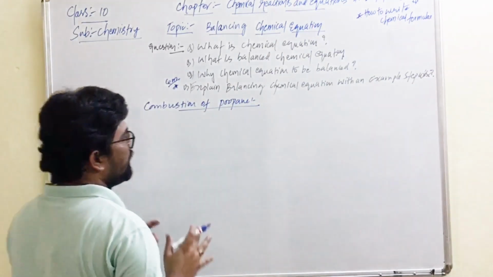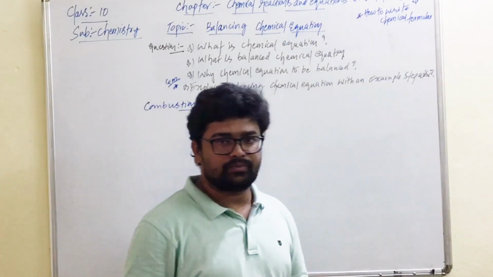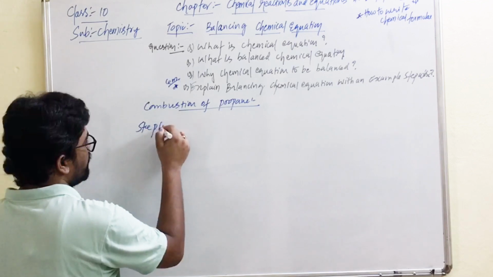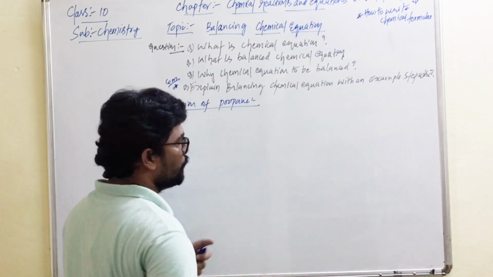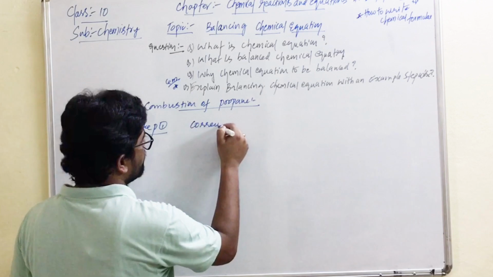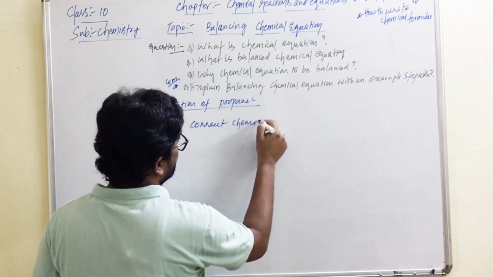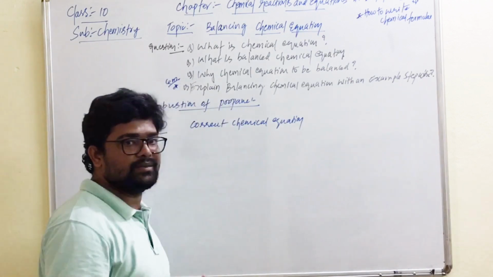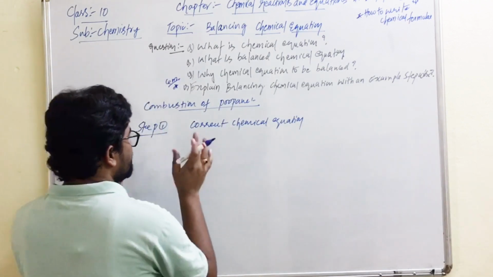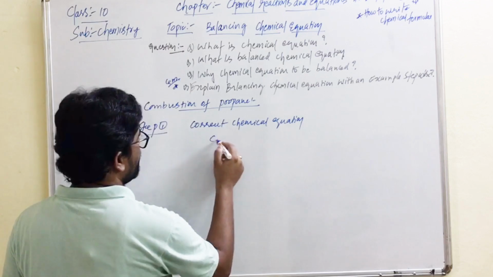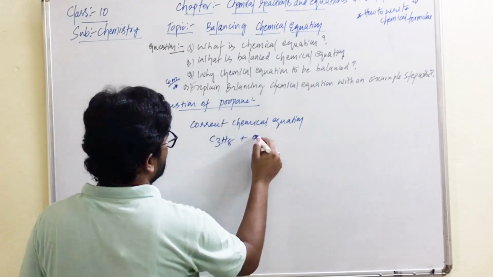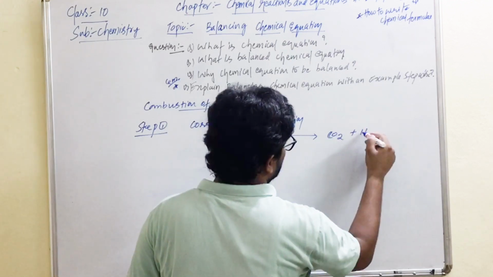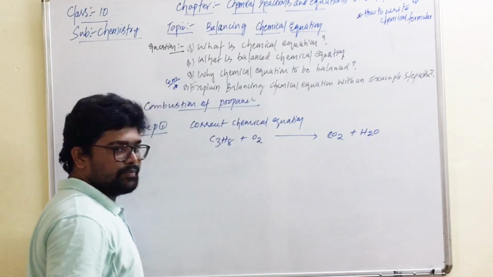Here there are certain rules to be followed, children. What are those and how to write? Step 1: we need to write a correct chemical equation. We have to write a correct chemical equation using symbols and formulas. So what are the symbols and formulas that could be used for the combustion of propane? C3H8 plus O2 gives CO2 plus H2O. That's the first step.